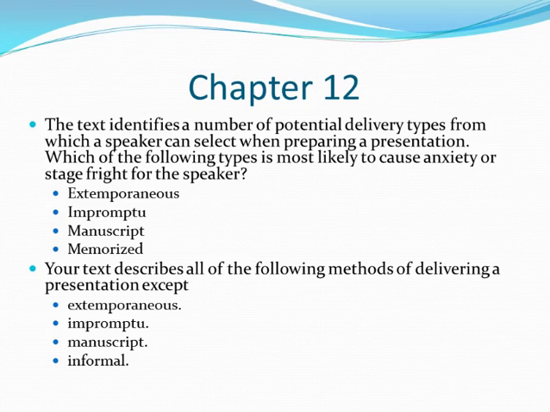All right, your text describes all the following methods of delivering a presentation except, so which one is not discussed in your textbook? Extemporaneous, impromptu, manuscript, or informal? Okay, so let's discuss that real quick. The four methods of delivery are going to be manuscript, memorized, impromptu, and extemporaneous. So if we look at it that way, we would know that informal is not one of the methods discussed in your textbook.